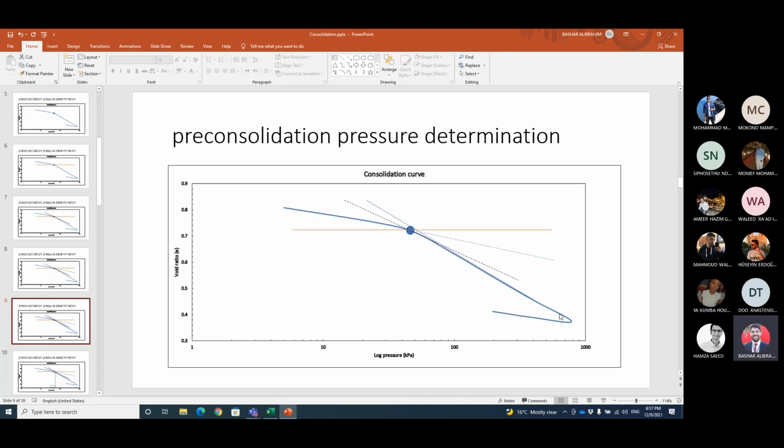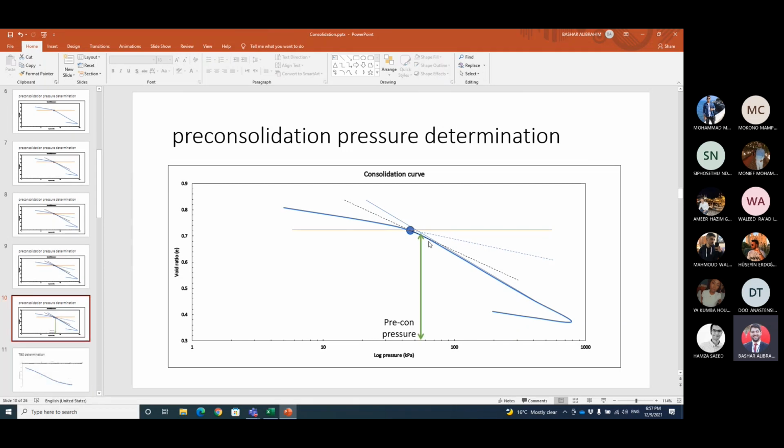Then you extend the line of the linear virgin compression, which is the Cc line. The point of intersection of the two blue lines, the dashed line and the virgin compression line, will give us the pre-consolidation pressure, okay? I think you know this, you have taken it in the course. Is it clear? Yeah, it's clear.